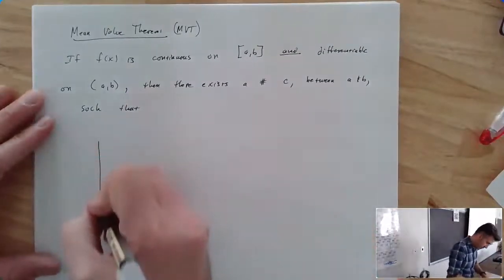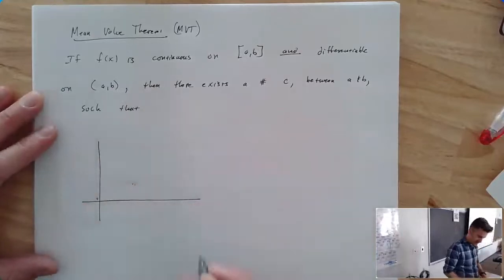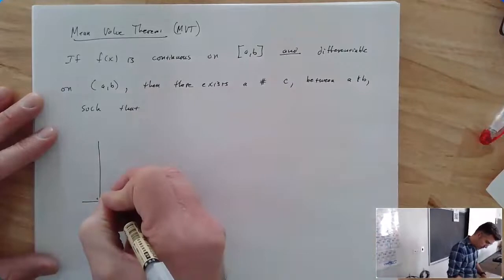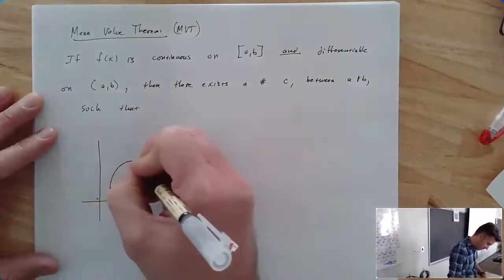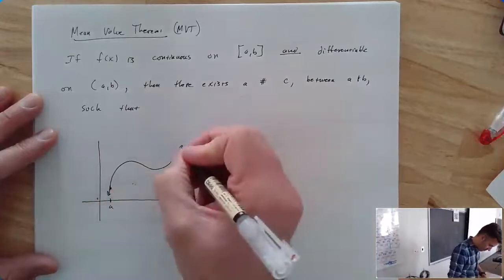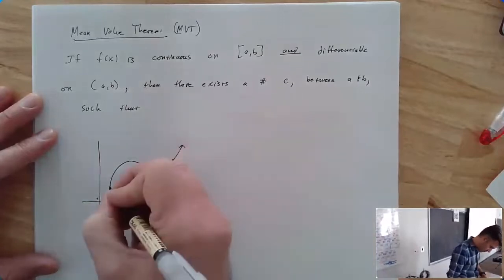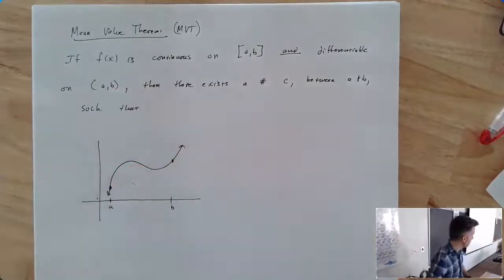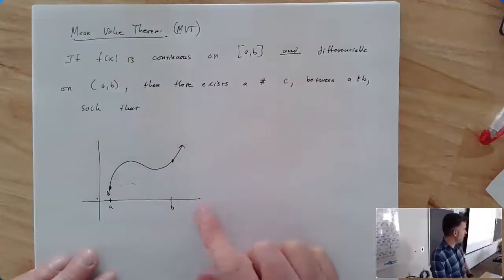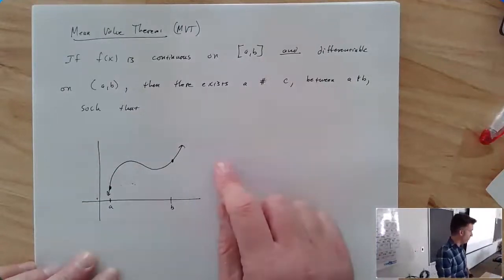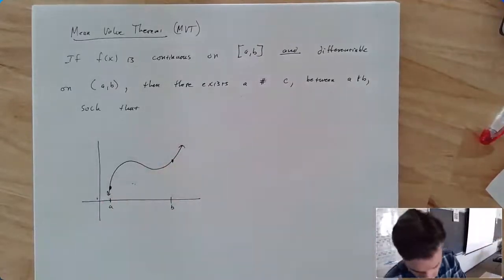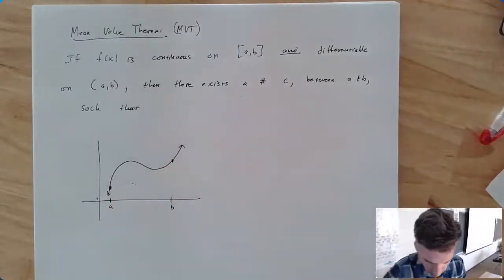So here's my picture, and maybe here's my A value, here's my B value, and here's my function. Maybe it's going to do something like this. If I went too far, that's all right. So what the mean value theorem says is there's some point between A and B where the slope of the tangent line is equal to the slope of the line connecting the endpoints. So here's my, I should use my ruler. I keep forgetting about my ruler. You can draw straight lines.